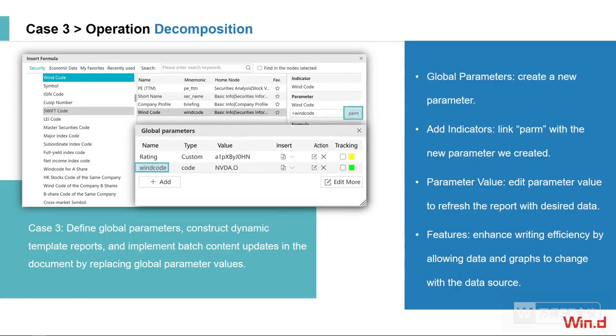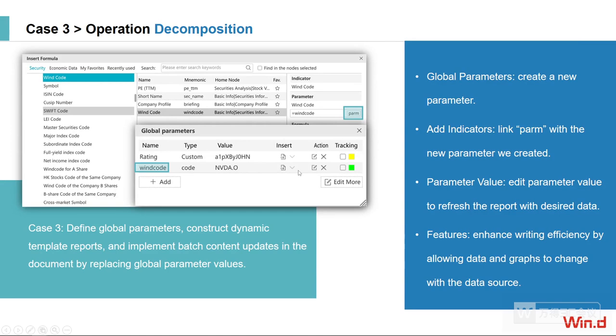We could decompose the process into three parts. The first step is very simple, is to create a new parameter after you click on the global parameters. For example, we can name it as win code or ticker, whatever you want, just to let yourself know. Then we have to make sure that we link the parameters to our global parameters by clicking the parm or parameter button in the insert formula section. And we can simply edit the value right over global parameters, then click the little save button, then we are all set. In this case, it's win code or ticker, then click the save button.